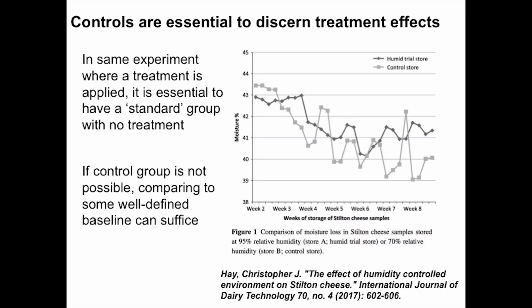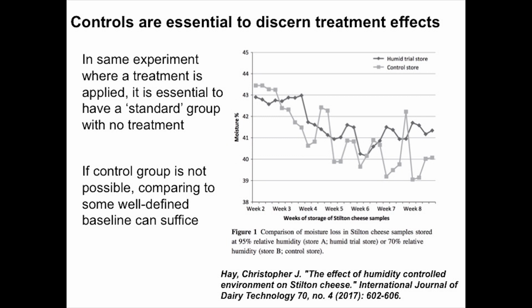And I'll just keep saying this over and over again, and Bronwen and I have talked about this a lot. Controls are really essential. You have to have that baseline to compare to. If you don't have that control, I know in some cheese-making operations, it's really small, right? And you can't really afford to make different treatments and have a control in the same experiment.